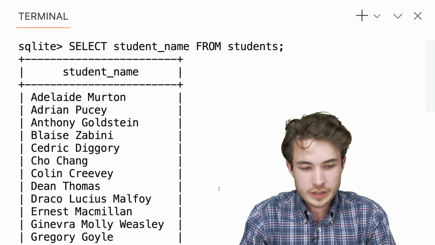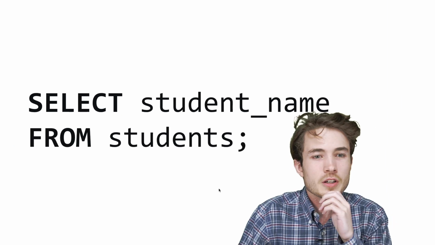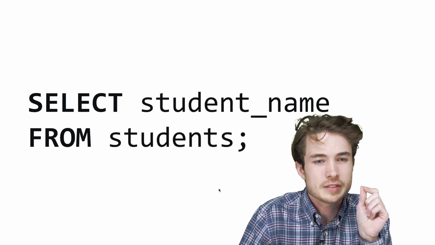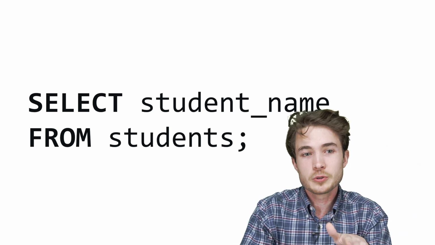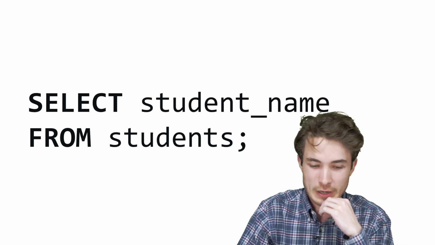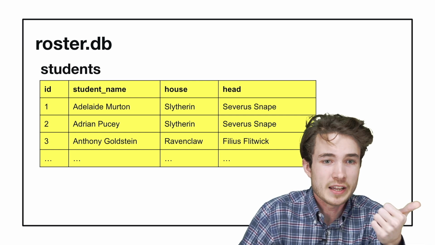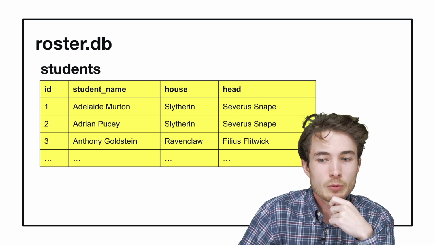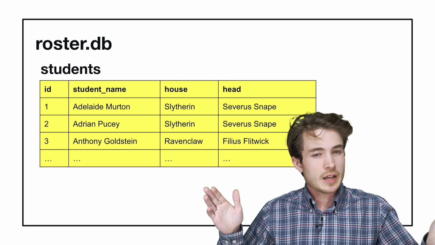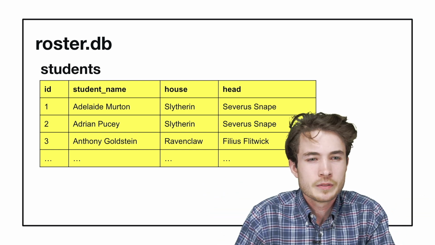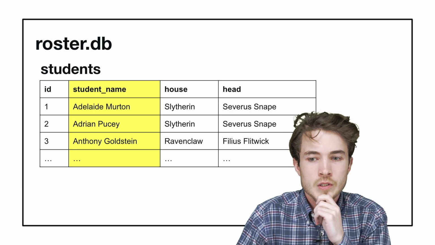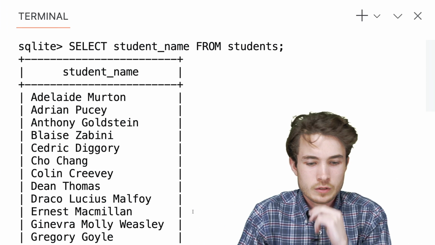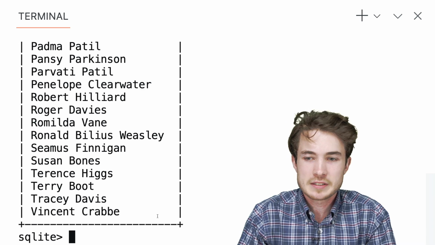OK. Now, to focus in on getting particular students, let's say we cared not just about every student's name, but only those who are in a particular house, right? If we go back to our table here, we have student names, houses, and heads. So maybe we care about the students who are in Slytherin house. How could we find the students who are in that house? Any ideas? We just care now about students who are in Slytherin.